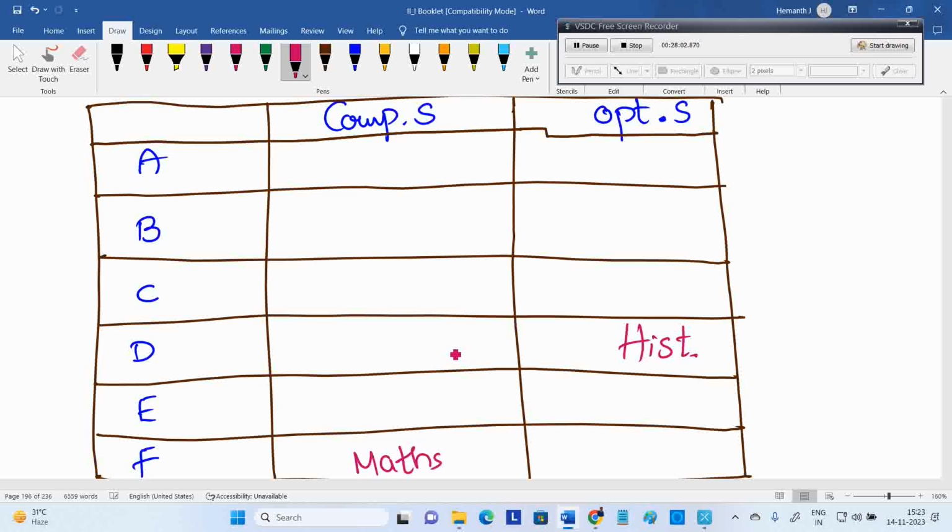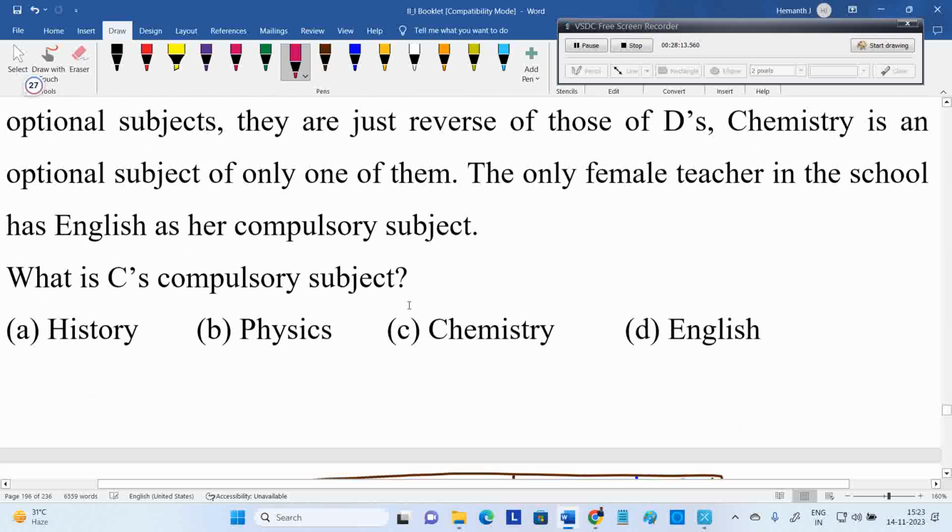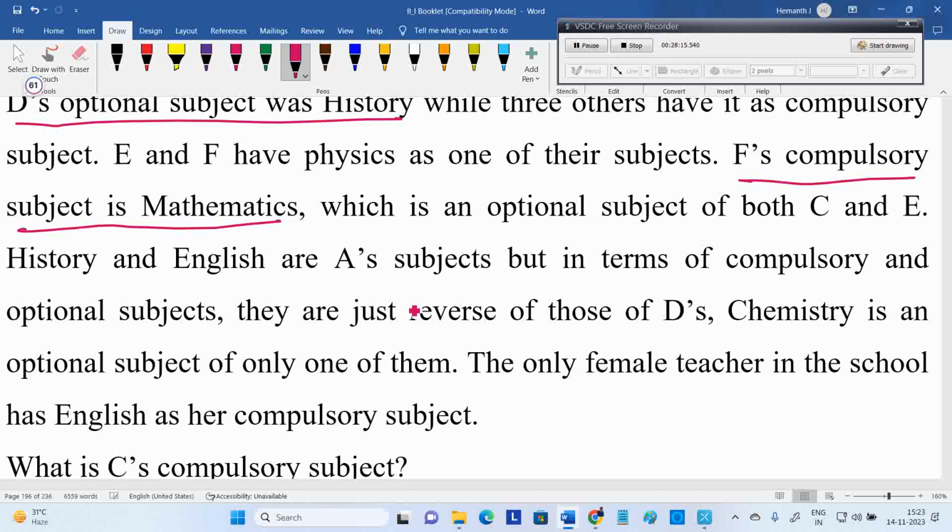While C and D is having it as optional subject, which is optional subject for C and D, I'll go back and show. They said which is optional subject for C and D also. See, this mathematics is an optional subject of both C and D. So F compulsory subject slot filled, optional for C and D also filled. Right. Now go back one step back.